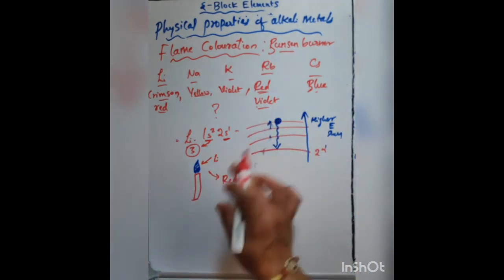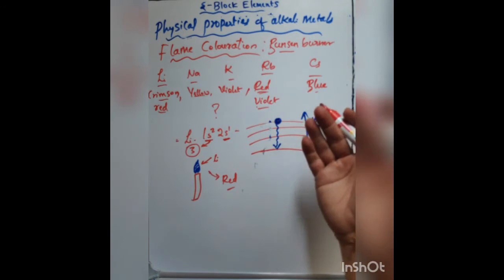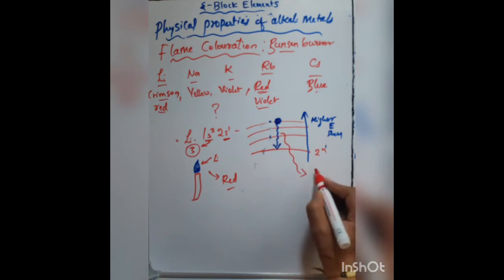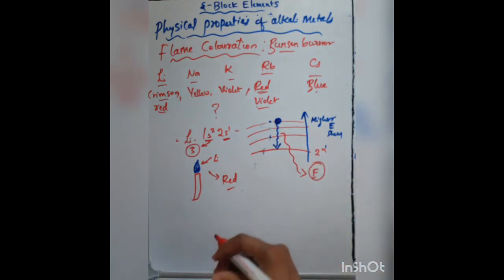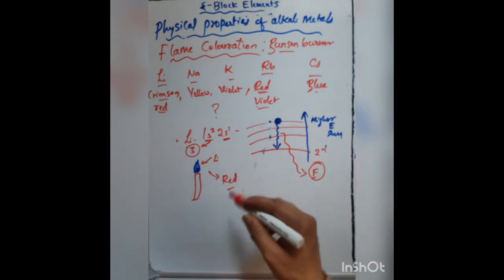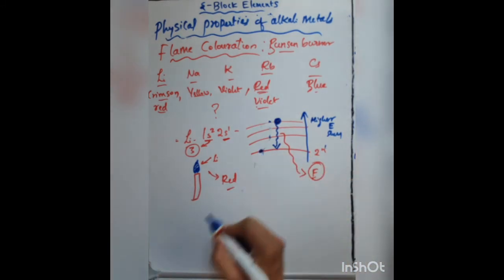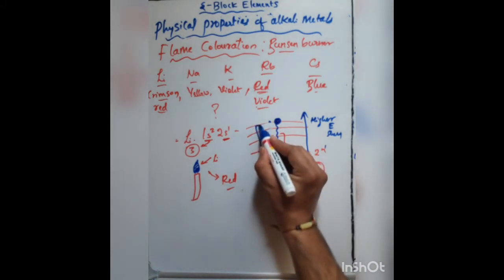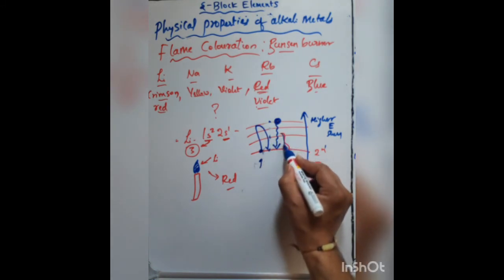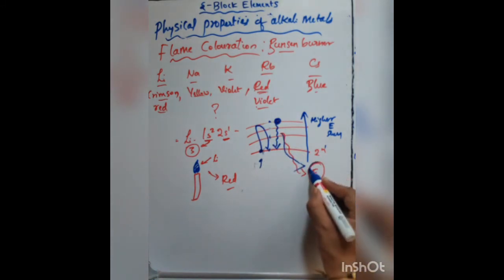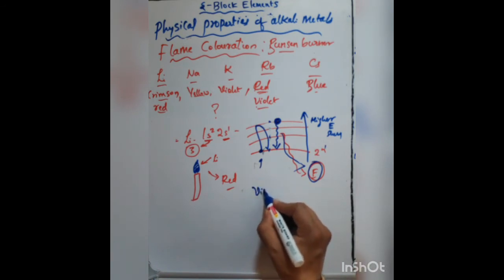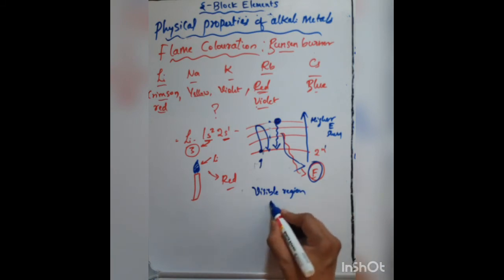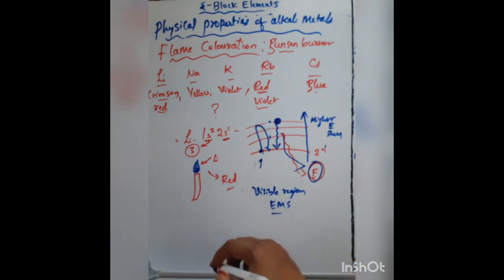So when it comes back, whatever energy was absorbed in the first step will be given back in the form of energy. So what will happen first? The electron is going to absorb the heat and go to the higher state, and then it comes back. When it comes back, energy will be liberated, and this energy will be in the visible region of the electromagnetic spectrum.